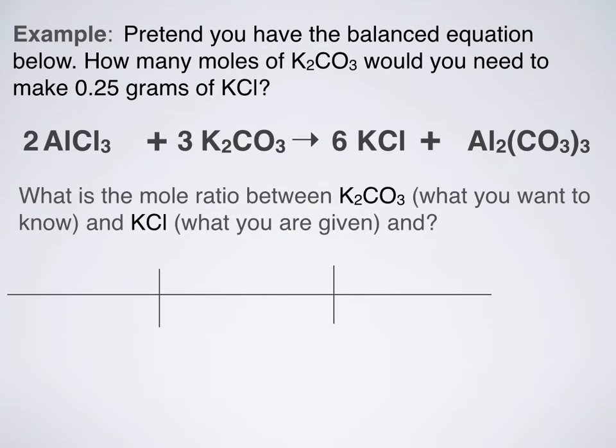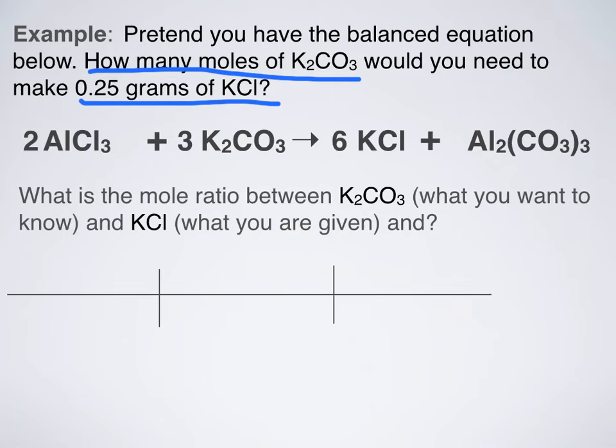All right, so let's try a second one. Example, pretend you have the balanced equation below. How many moles of K2CO3 would you need to make 0.25 grams of KCl? Let's underline the important information. How many moles of K2CO3 would you need? That's what I want. 0.25 grams of KCl, that's what I'm given.